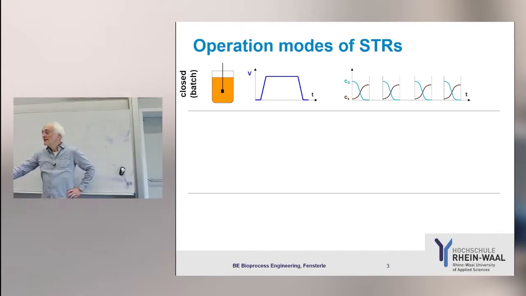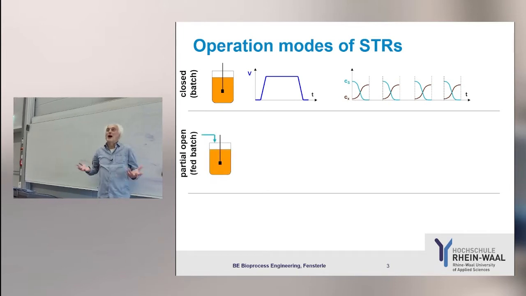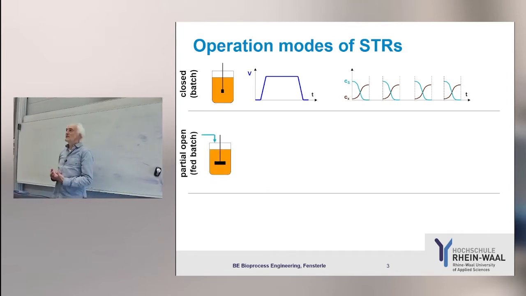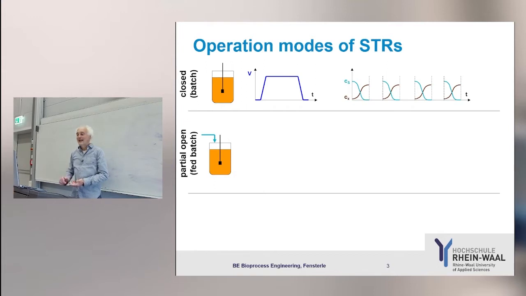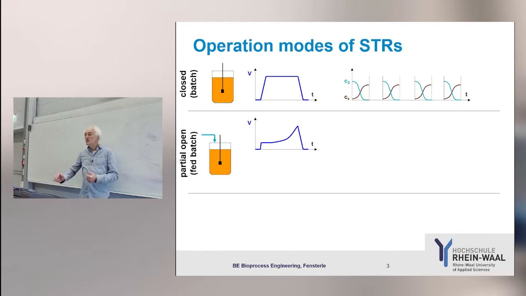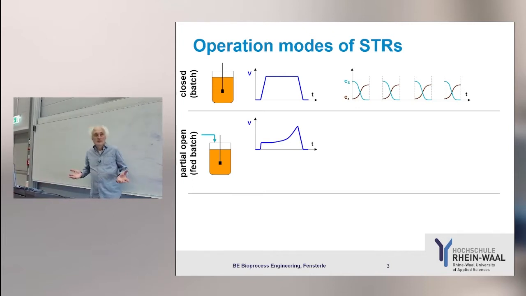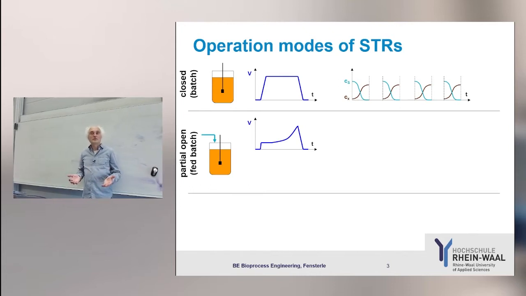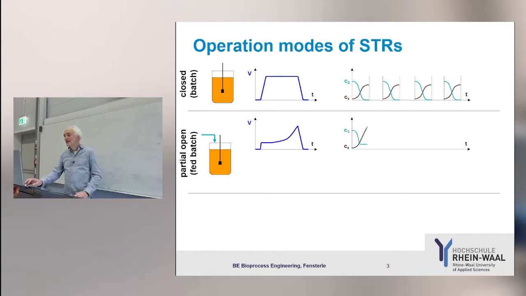Okay, so now we come to a partial open reactor. In this case, it's a fed batch reactor, so this means that we can add something, but we don't take something out. Add something means add medium, but we don't take something out. In this case, of course, the volume is not constant, that's clear. And how you add this depends on you. You can add it in a time-dependent manner, so like kind of an exponential trajectory. You can add it constantly, you can put an intermittent addition and so on, so it's completely up to you.